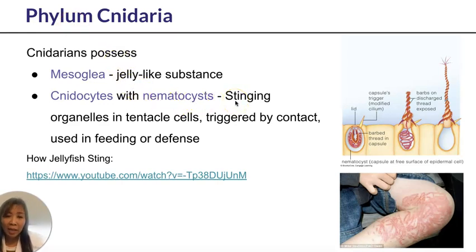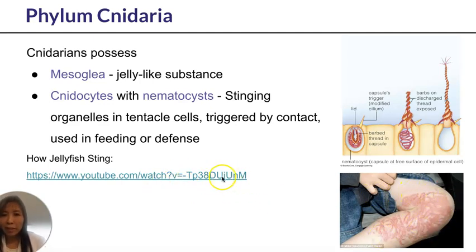And so these are organelles that are in the tentacle cells, and when they are either feeding or they get defensive, they will typically discharge this thread out here, and this can lead to what we know as a jellyfish sting. So these nematocysts that we see here are these barbed thread-like structures that can actually contain venom. And so when a jellyfish does sting you, it can result in these blood blisters that we observe right here.